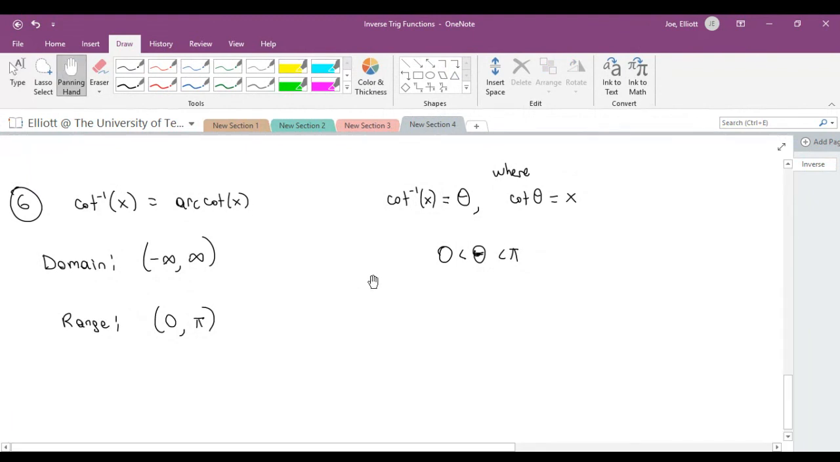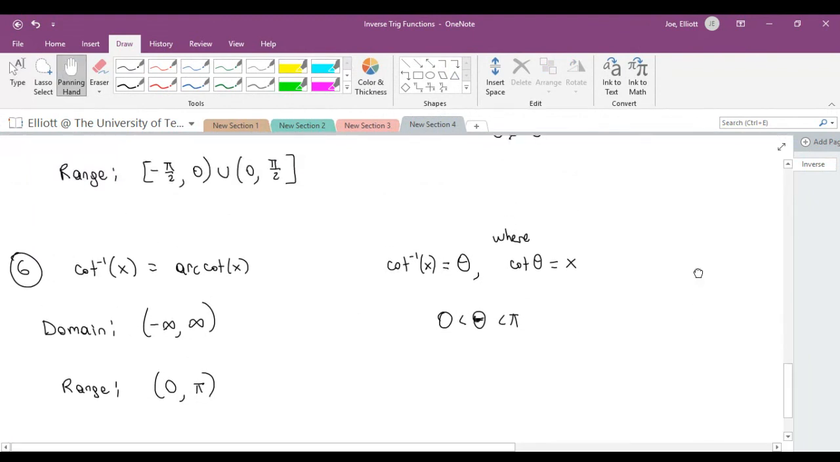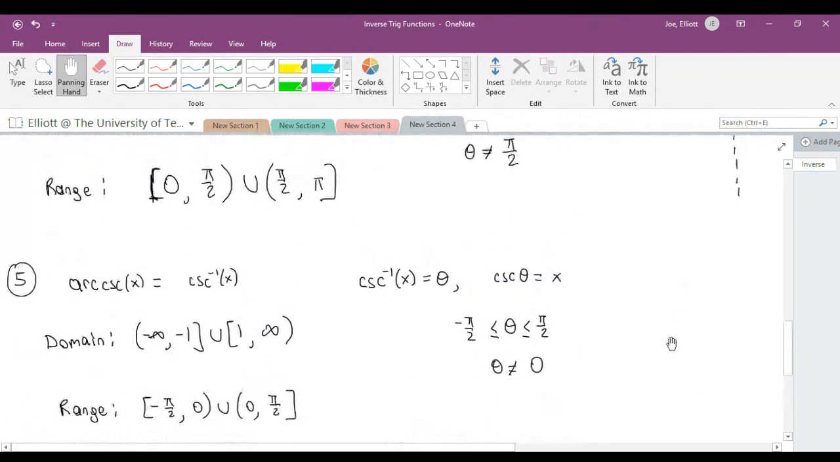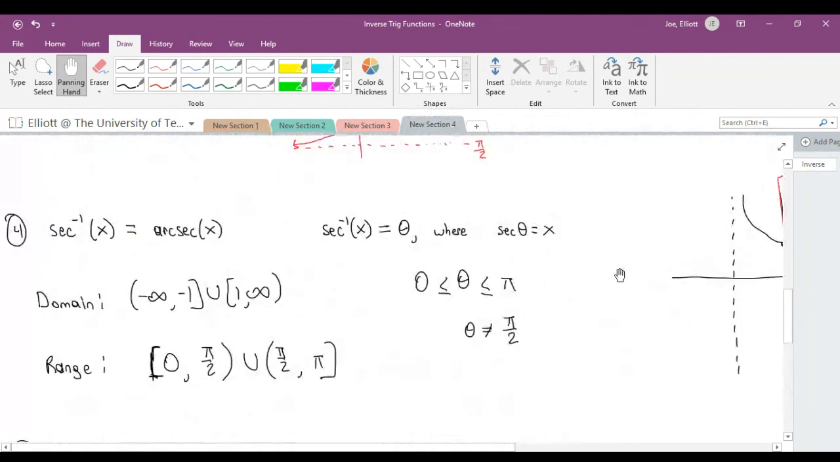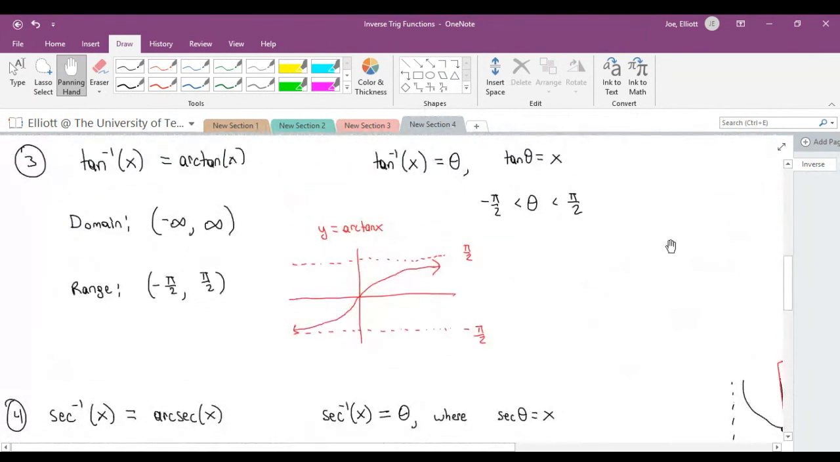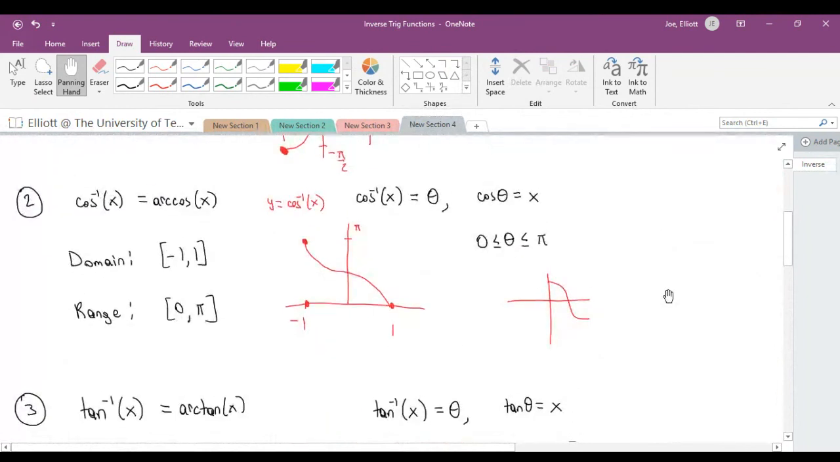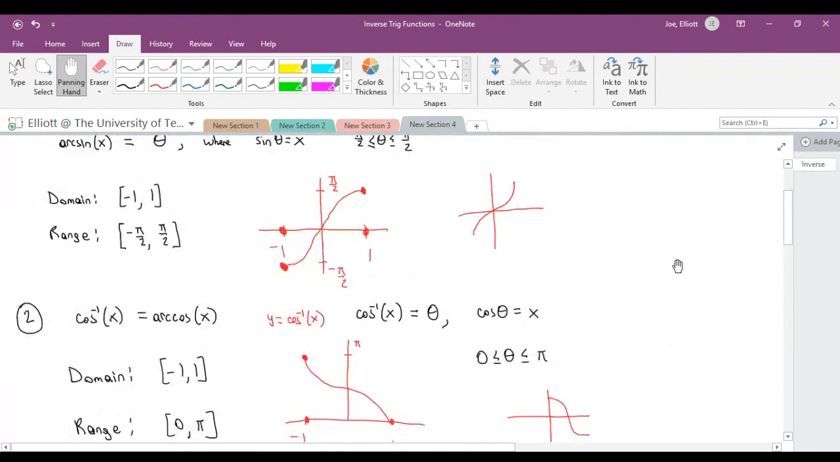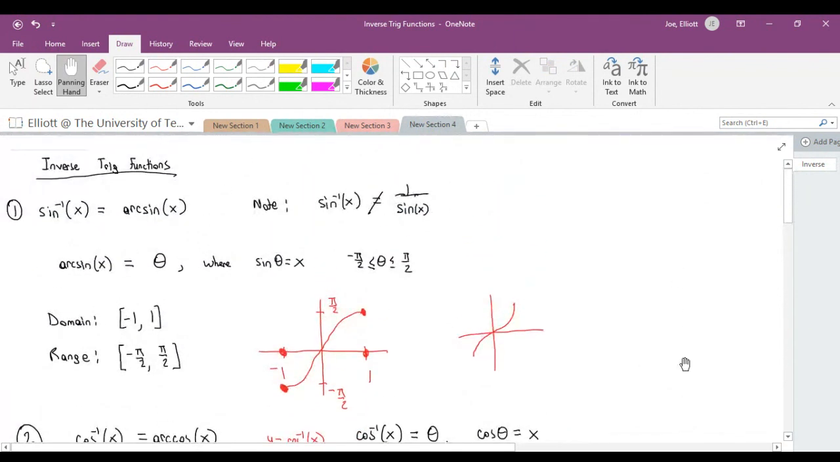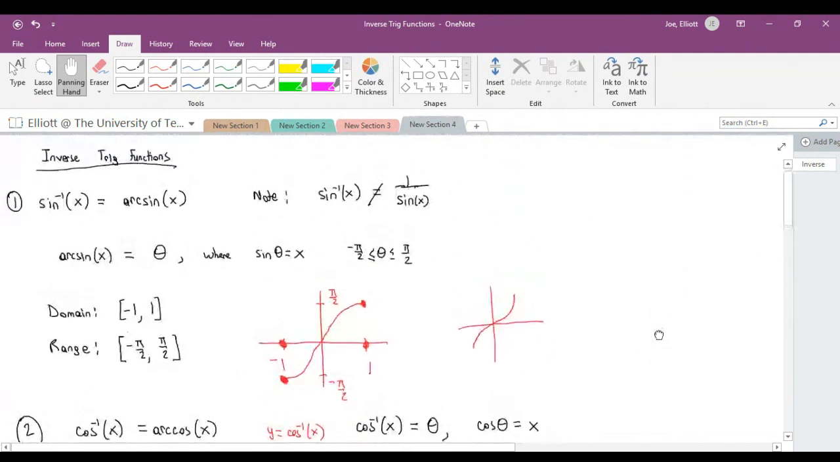Okay, so then that covers the domain and the range for each of the inverse trig functions. The domain of each of them, you can kind of figure out by looking at the range of the regular non-inverse trig function, okay? So if you know all the ranges of all the ordinary trig functions, you can get the domains of all the inverse trig functions.